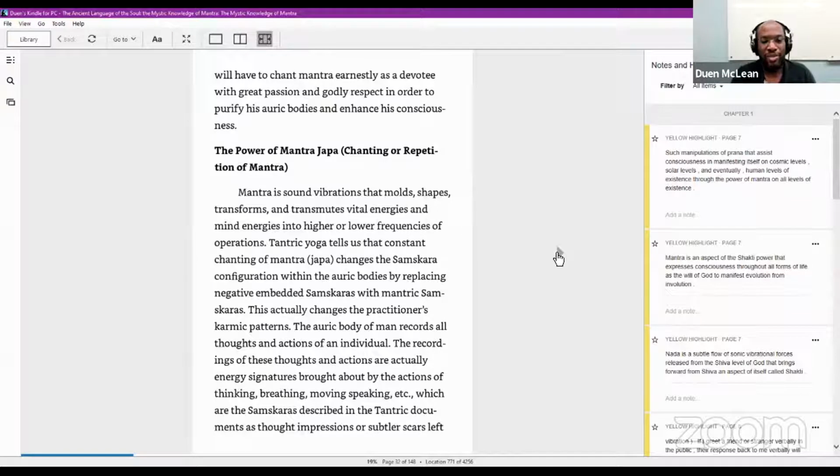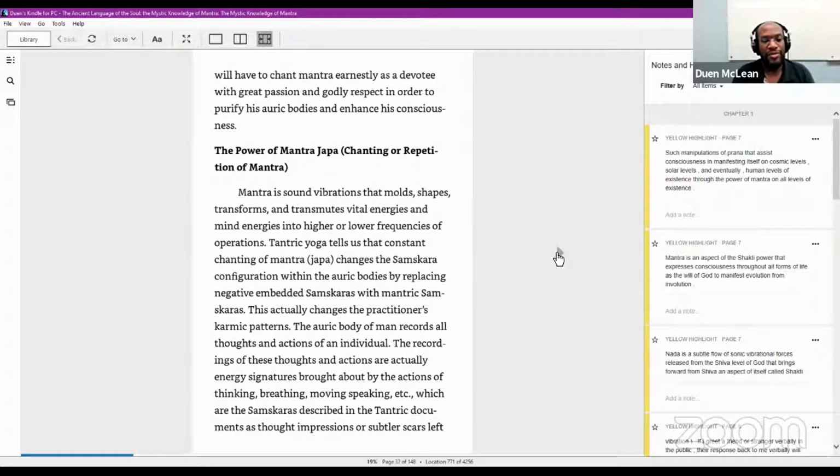Mantra is sound vibrations that mold, shape, transform, and transmute vital energies and mind energies into higher or lower frequencies of operations. Tantric yoga tells us that constant chanting of mantra japa changes the samskara configuration within the auric bodies by replacing negative embedded samskaras with mantric samskaras. This actually changes the practitioner's karmic patterns.